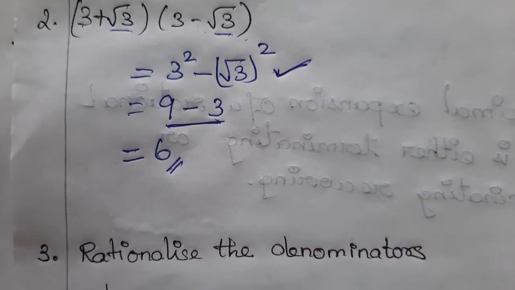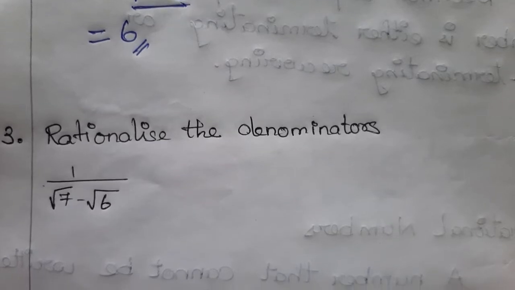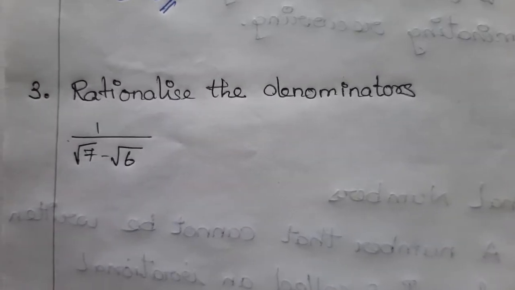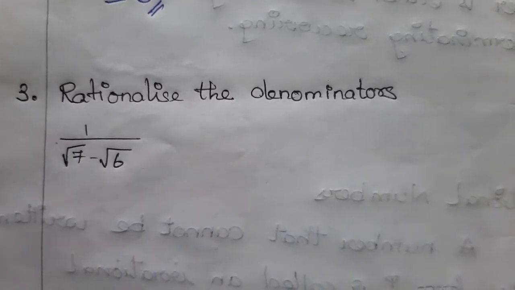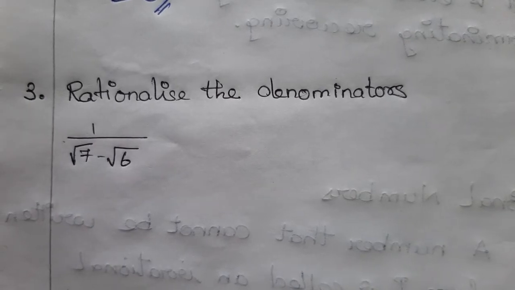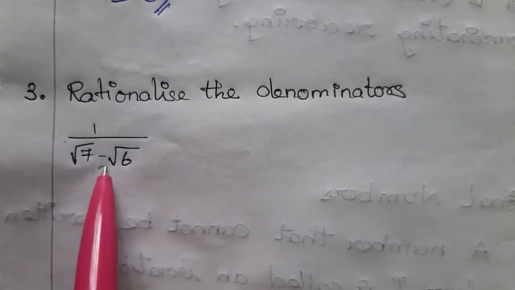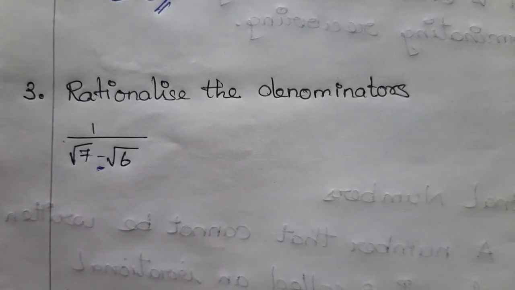Next, the final problem. We are going to see about rationalizing the denominator. We already saw rationalizing the denominator, but in that problem in the denominator we had only one rational number. There's no operation in the denominator, but here you can see there is an operation in the denominator. So what can we do here?